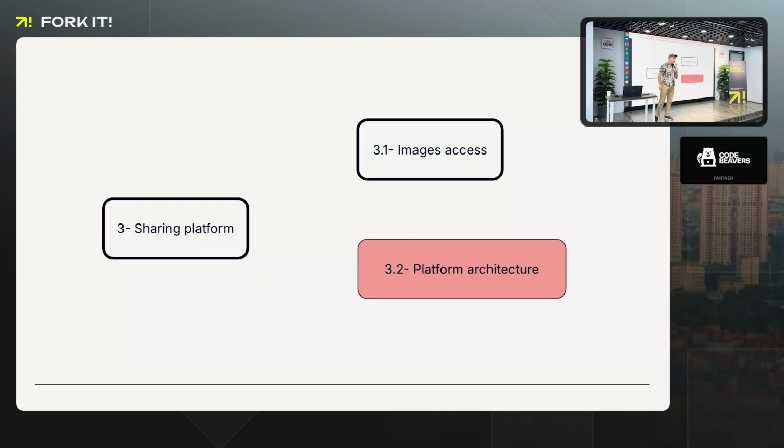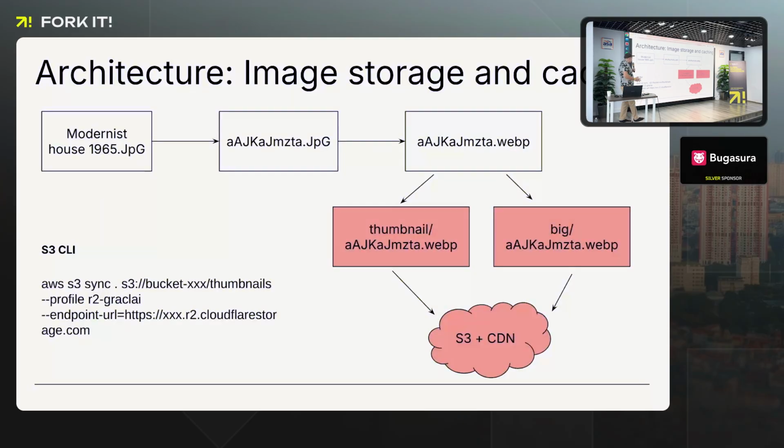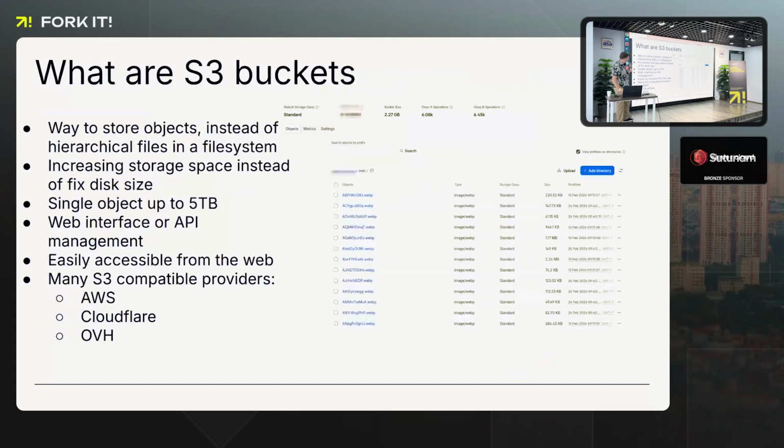Where do I actually store my pictures? Where do I actually store the images so they can be easily accessible by every user around the world? Well, the answer here is two things: S3 bucket and CDN, Content Delivery Network. To do that, I'm just using one line of code that uploads the file in the right place. Let me tell you what those two things are, S3 and CDN.